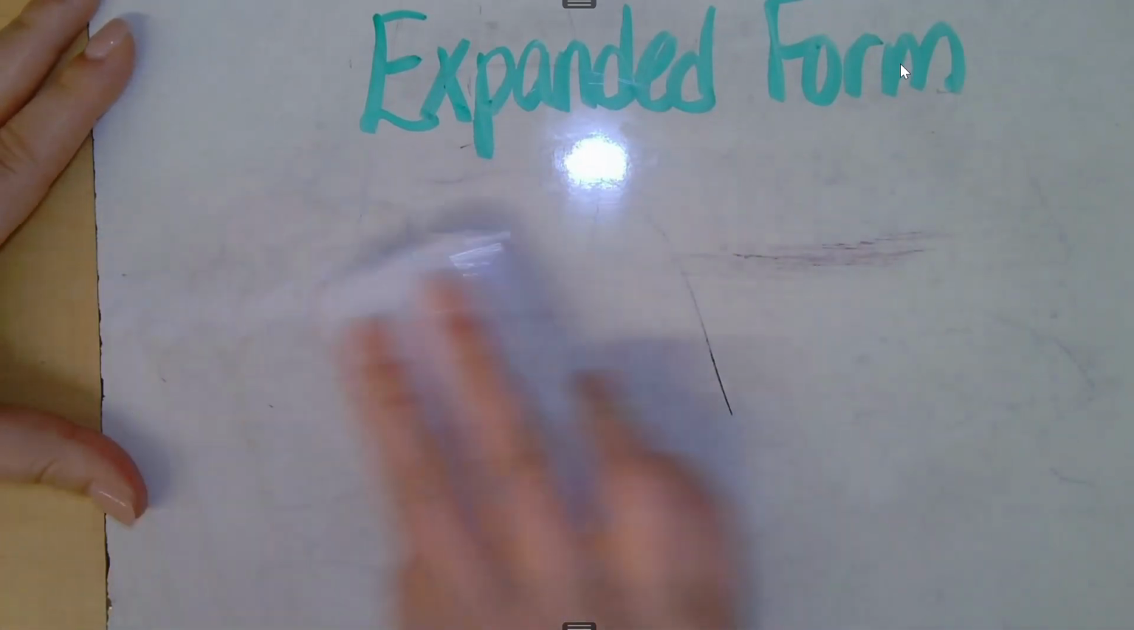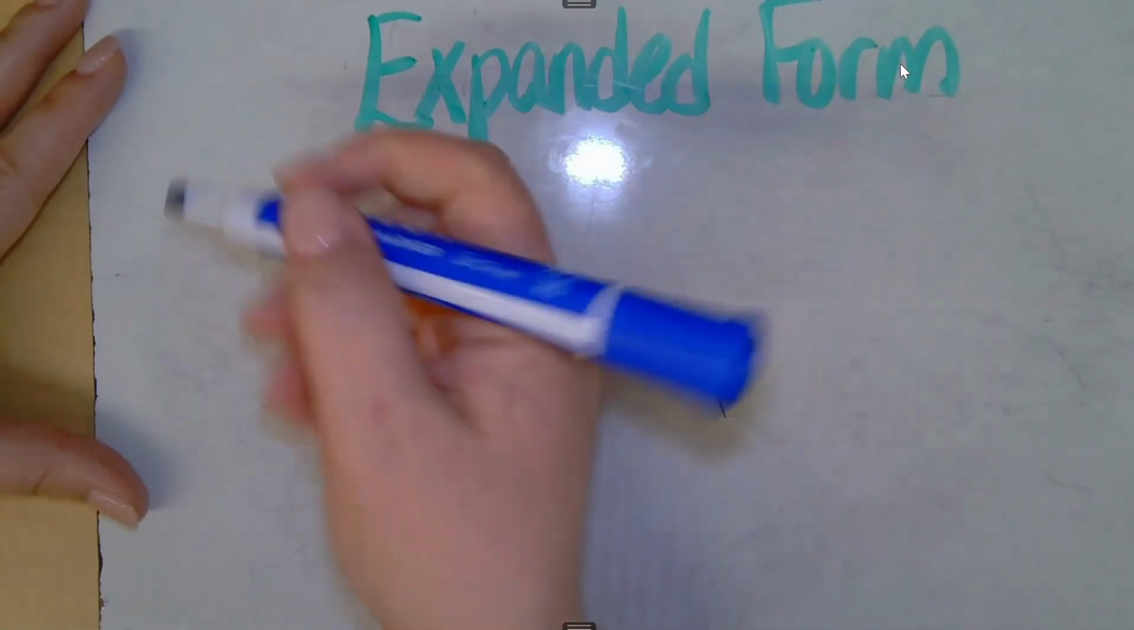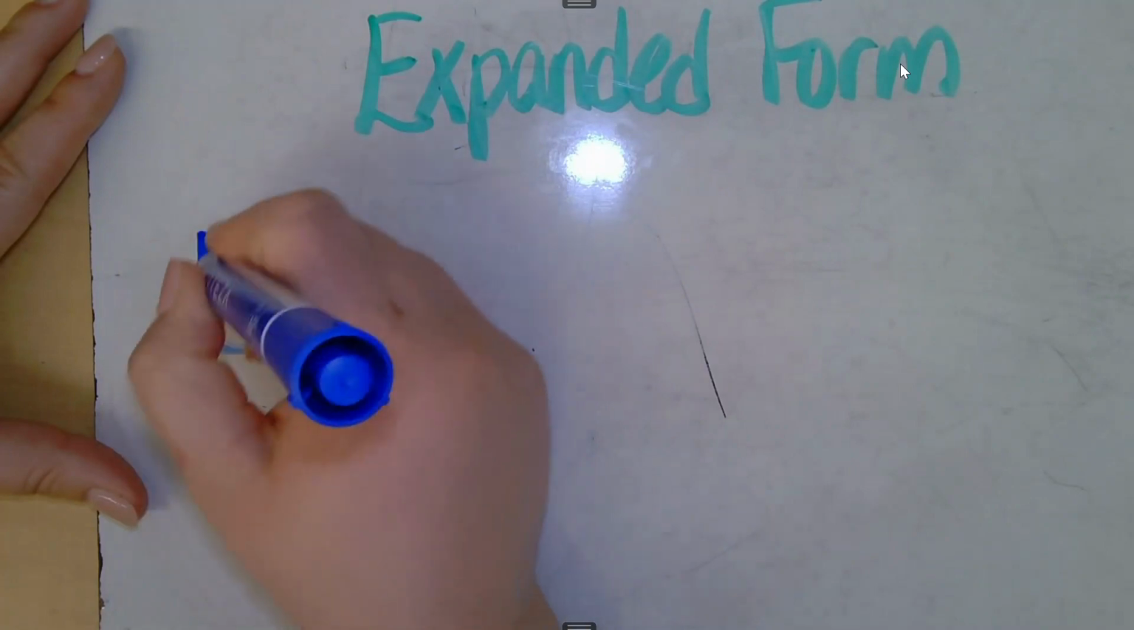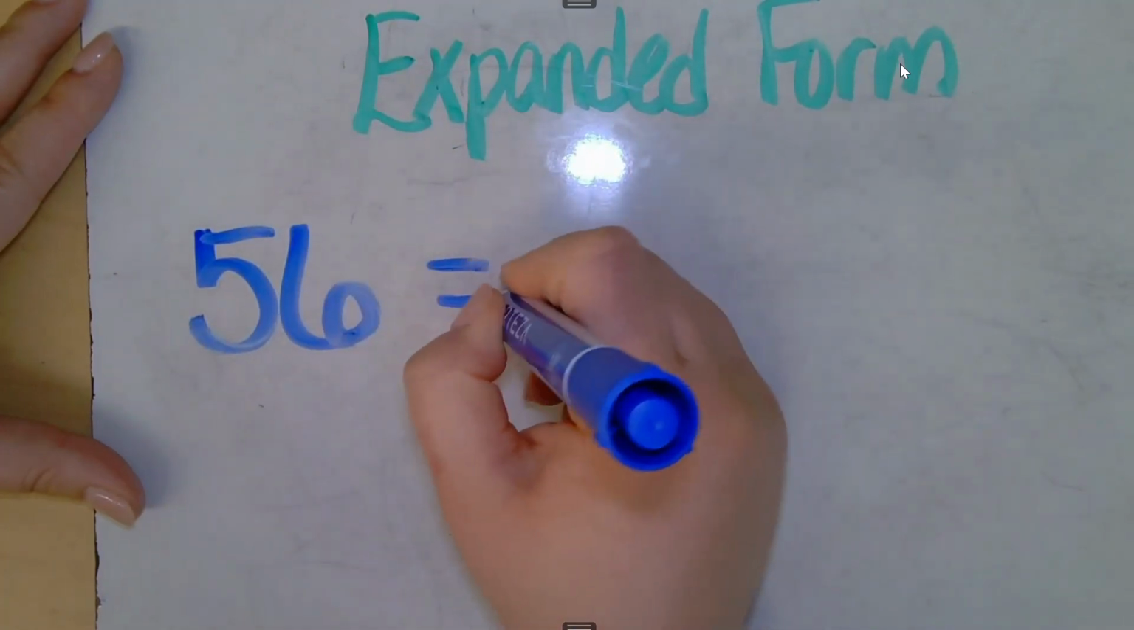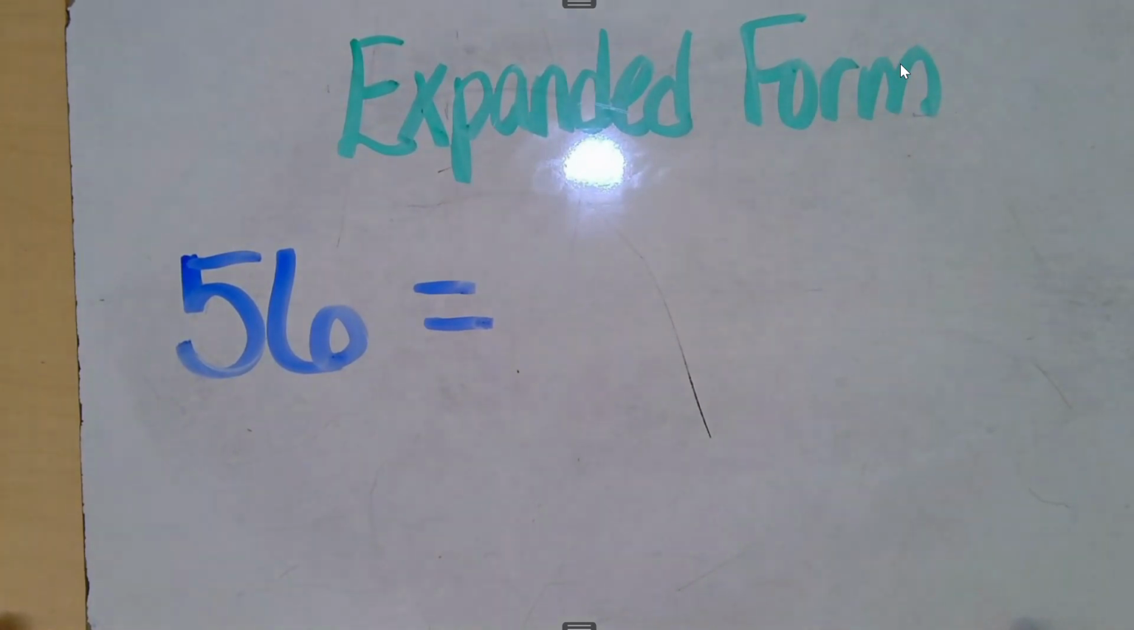I'm going to have you try one. So I'm going to write a number out. Let's start with an easy number, 56. All right, I want you to go ahead and write this number in expanded form. I want you to look at each place value and write the value. Go ahead.